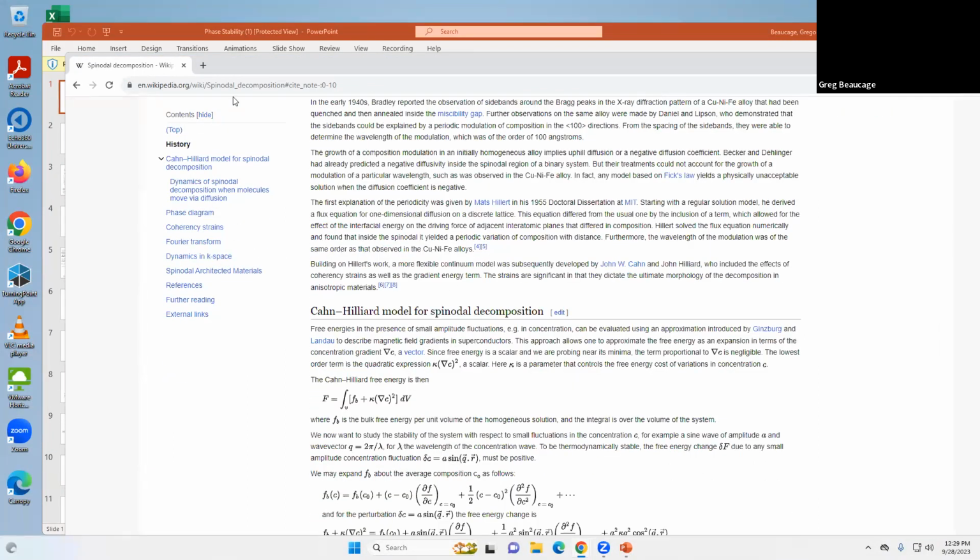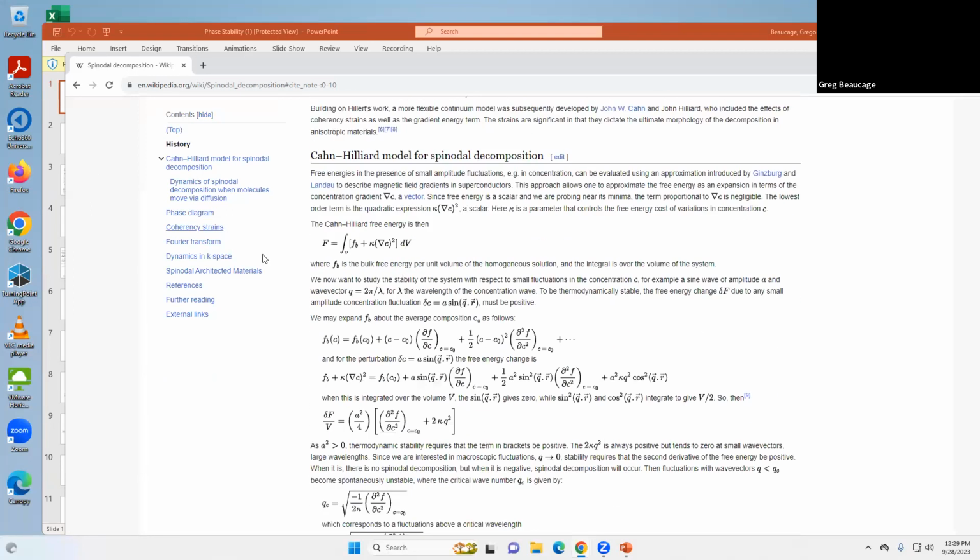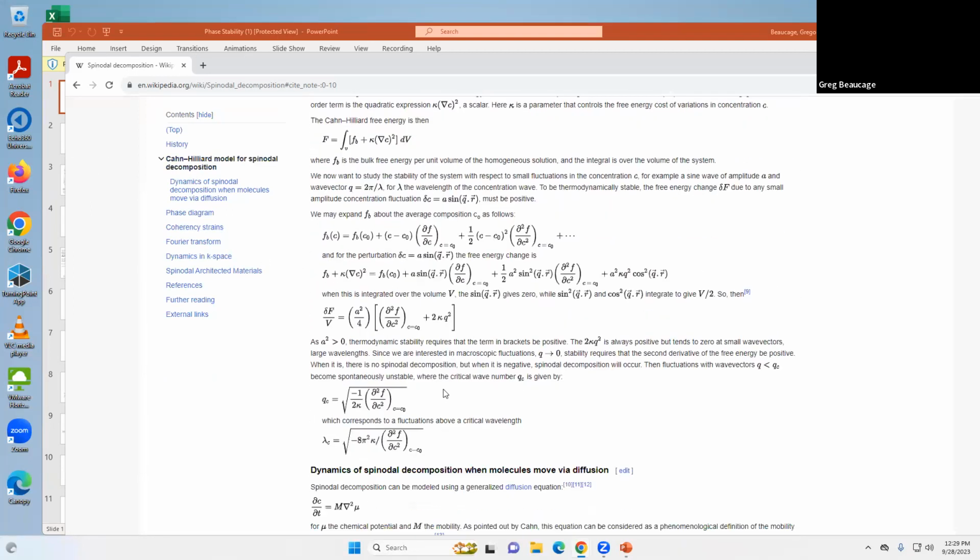I wanted to go through this, the wiki page on the spinodal. I think it seems like it's pretty good. This part's good. This part's coherent.